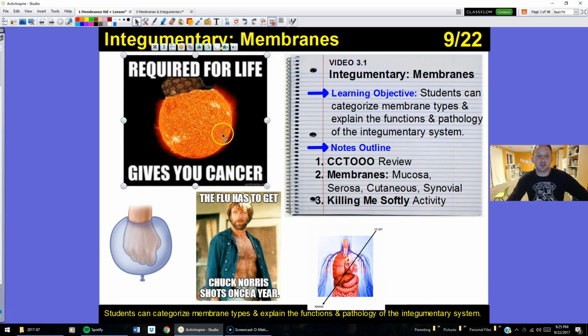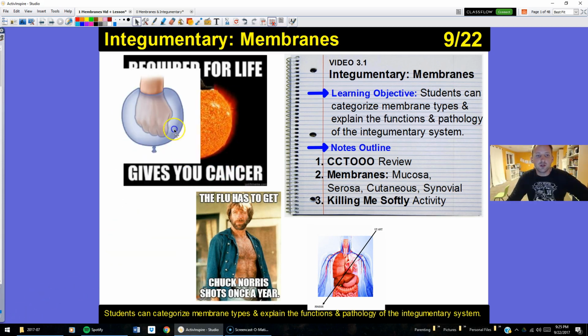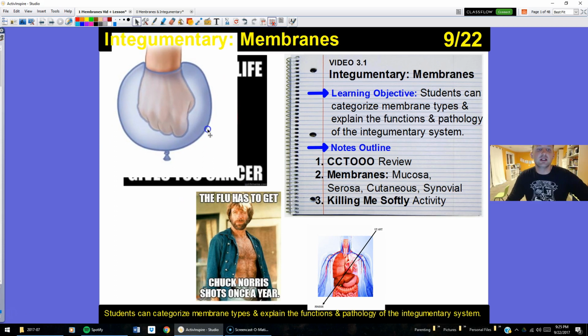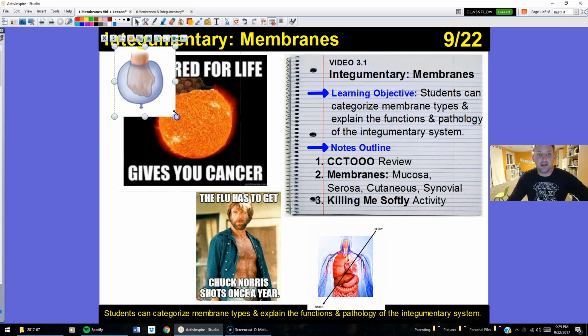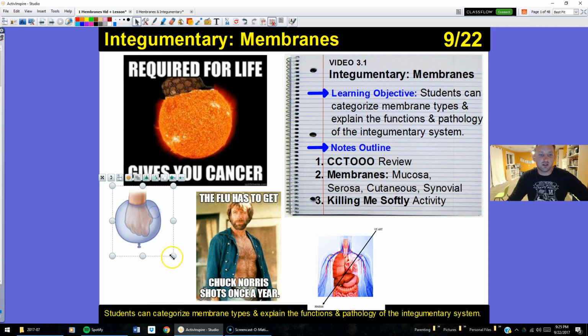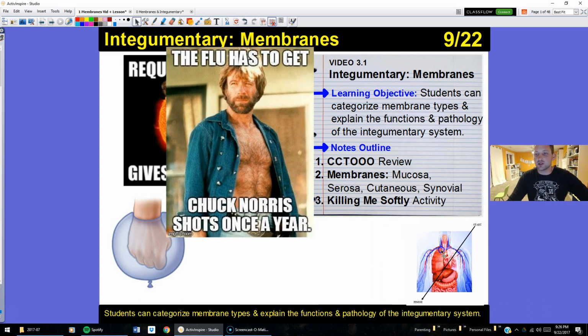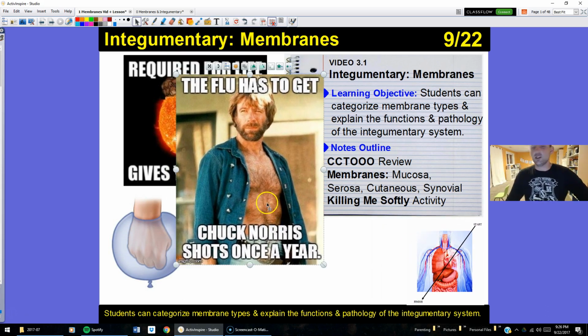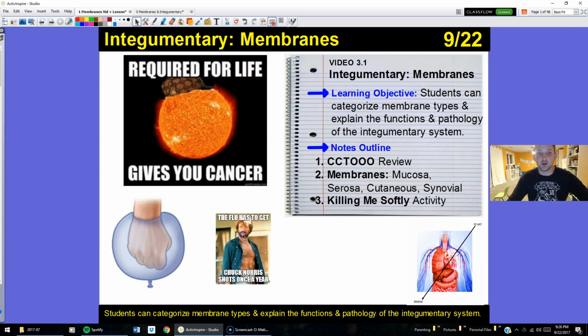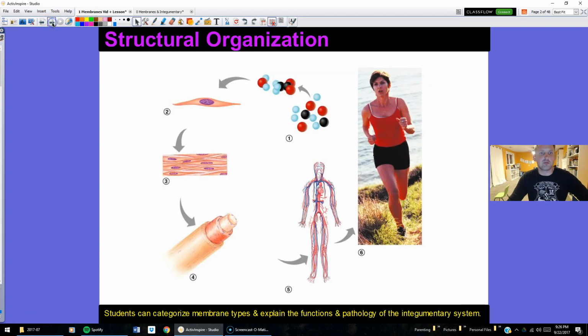In the integumentary system, we'll talk about why skin is necessary for life, even for you. It has to do with one of the vitamins, and how the sun can give you cancer. I'm going to be using a balloon, one of my kids' balloons, to make an analogy for how one of the membranes works today. And one of the membrane types is the skin. Chuck Norris, I have an awesome Chuck Norris poster in my room. I don't know why his shirt is open like that, but it's exposing a lot of his cutaneous membrane, and that's what we're learning about today in class, or on the video.